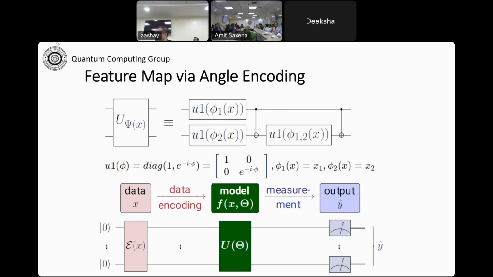After you have done this data encoding, you now have to give this parameterized U model to map your labels.